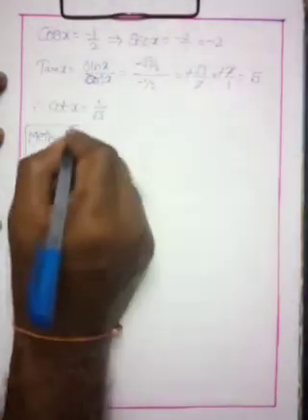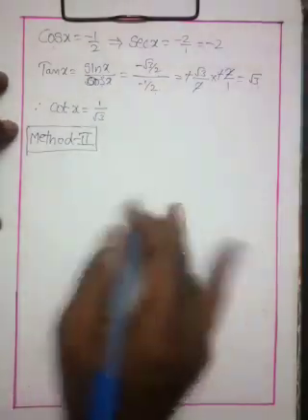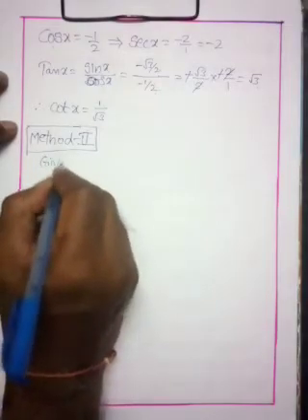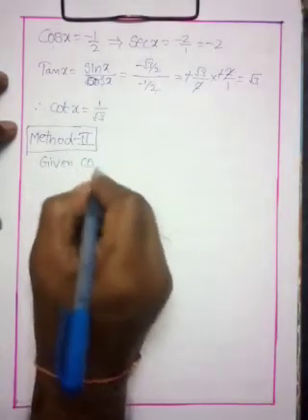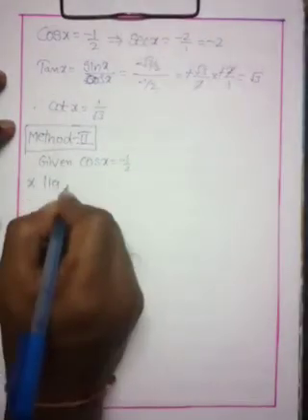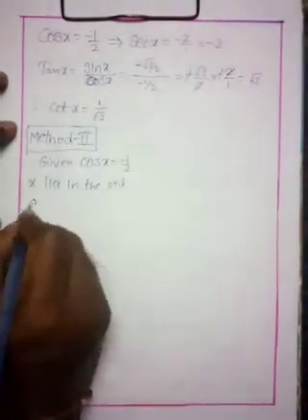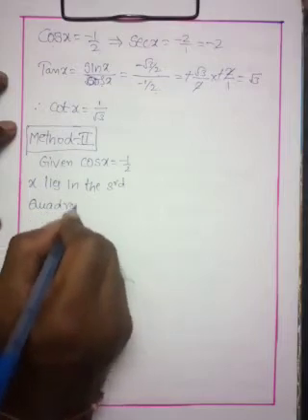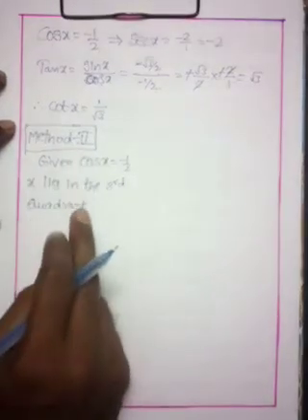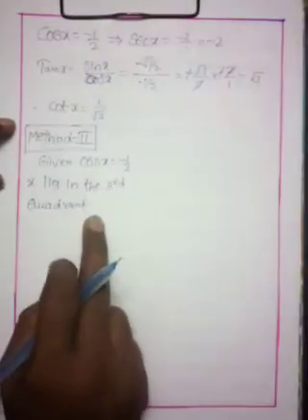In this method, when I was explaining the concepts, I told you about the triangle of reference. We use that concept. So what is given? Cos x is equal to minus 1 by 2 and x lies in the third quadrant. This is the given data for us. Cos x is equal to minus 1 by 2 and x lies in the third quadrant.